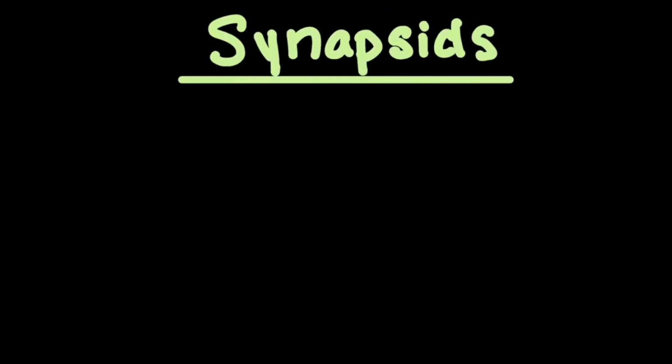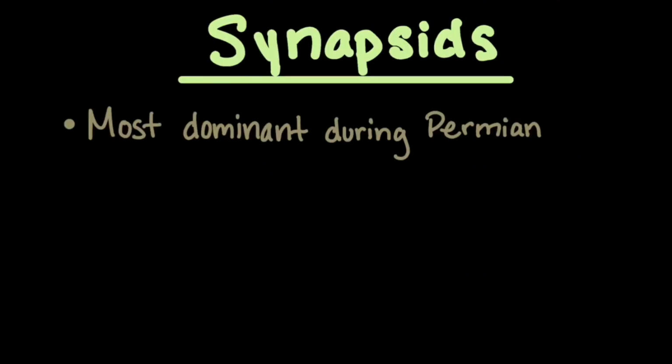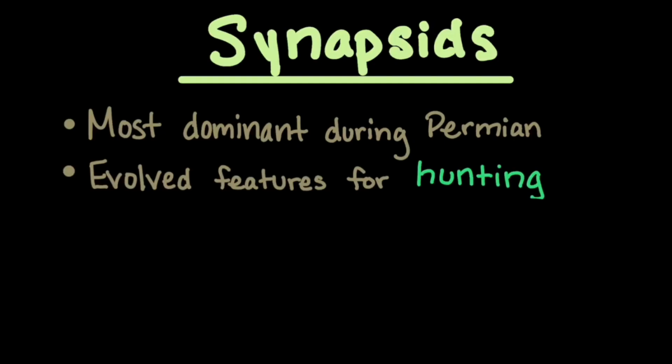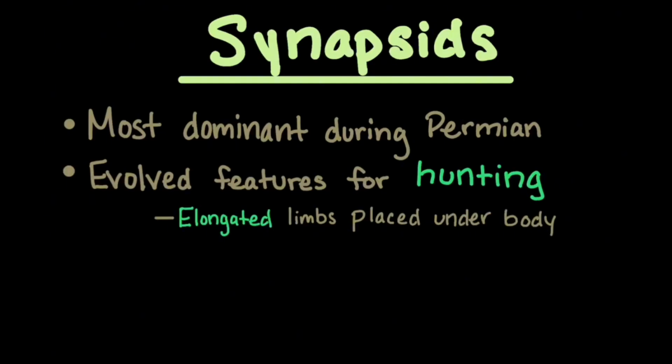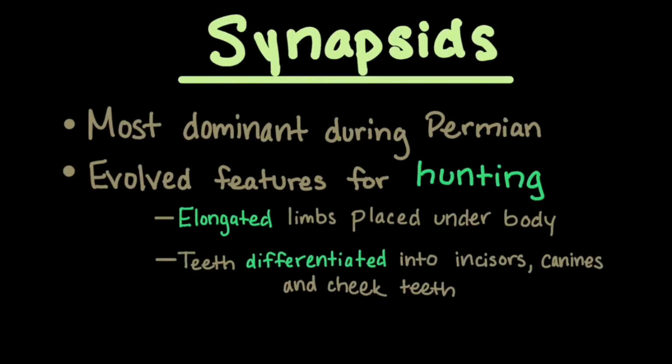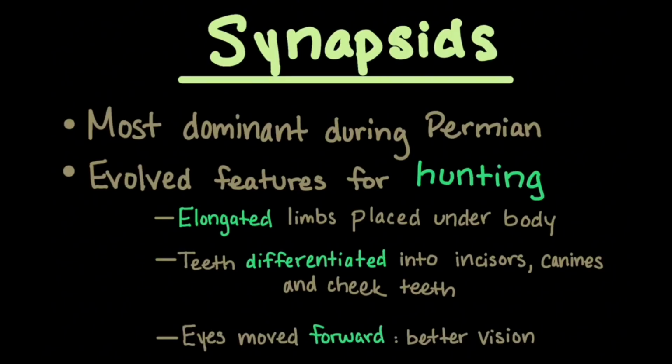Synapsids were the most dominant vertebrates in the Permian period. They had evolved features that enabled hunting. Their limbs had elongated and had moved to be positioned under the body. Their teeth differentiated into incisors, canines, and cheek teeth. Their eyes moved forward, which allowed for better vision.